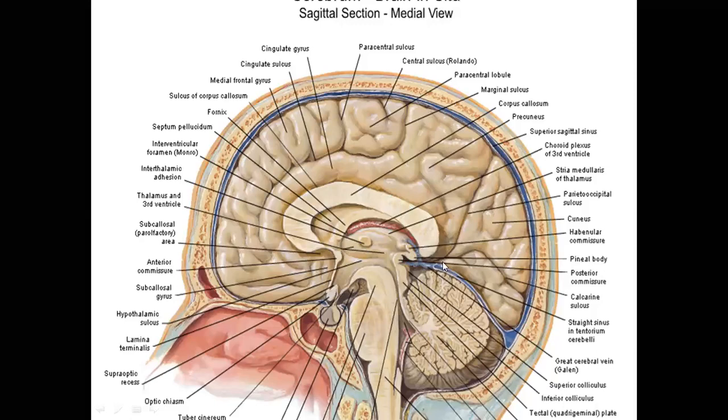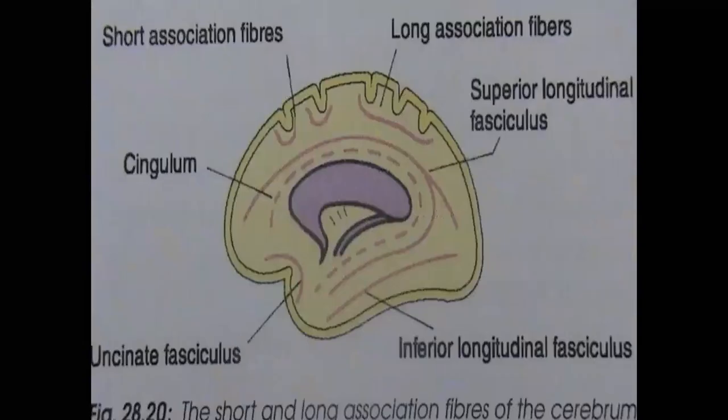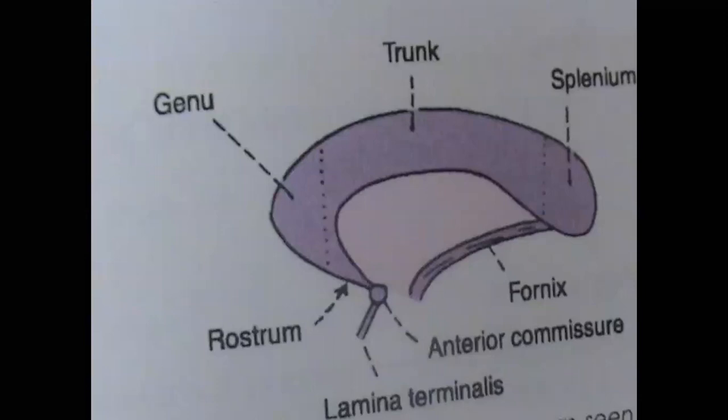The various parts of corpus callosum, see if you can make out, this is the corpus callosum. Again, I'll show you in this diagram which you can draw in examination. From the examination point of view, you have rostrum, genu, trunk and splenium. Rostrum is that part of corpus callosum which connects the frontal lobe to the different cerebral hemisphere.